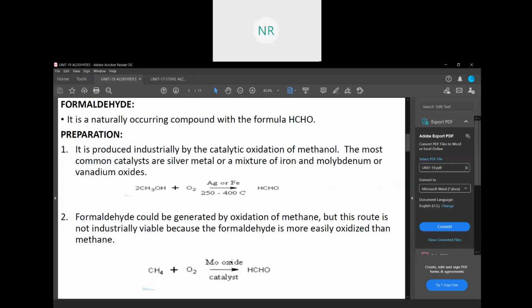First we'll be seeing about formaldehyde. Okay. So formaldehyde, the formula is HCHO. So that is formaldehyde. So how do you prepare formaldehyde?